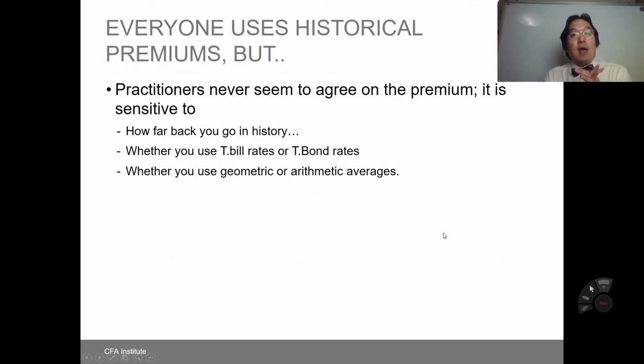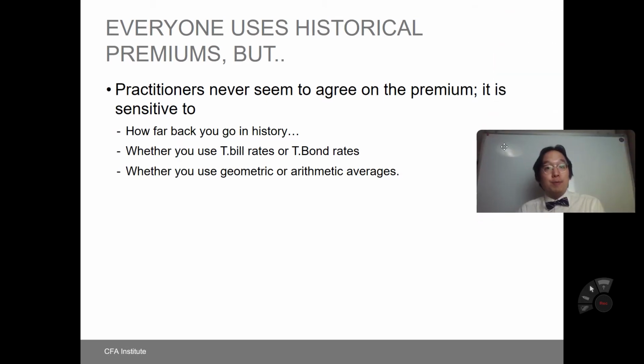Now, everyone uses historical average premium, but practitioners never seem to agree on the premium. It is sensitive to how far back in history you go, right? 30 years or 100 years, 50 years, we don't know. Whether you use T-bill rate or T-bond rate. T-bill, what is that, as opposed to T-bond? Well, T-bill is short-term U.S. Treasury bond, short-term, by that 1 month or 2 months or 6 months or 3 months, or 1 year. T-bond is more long-term maturity, like 10 years plus, right? 30 years kind of things.